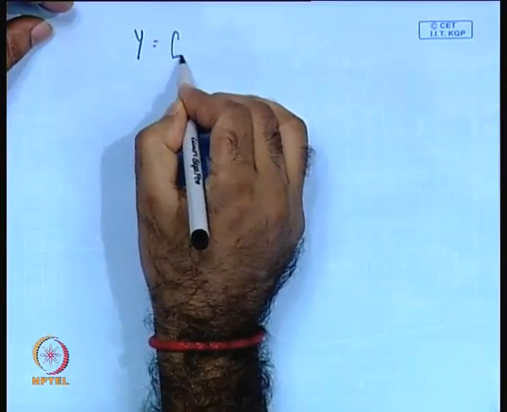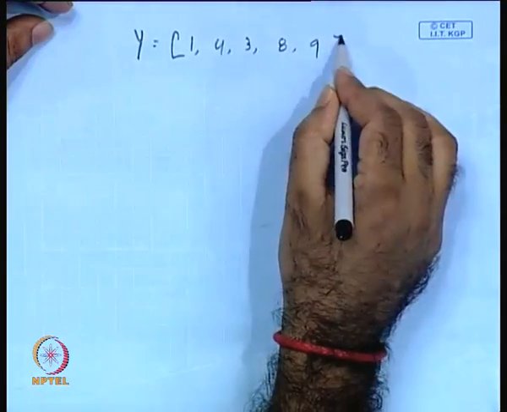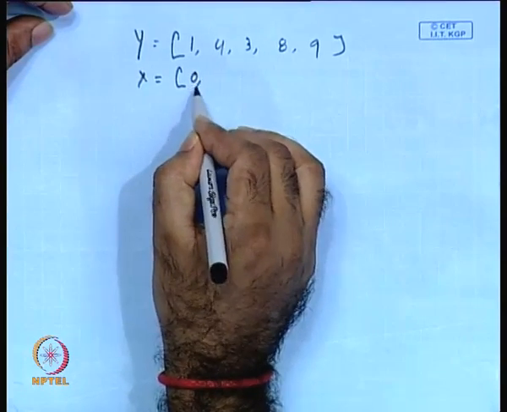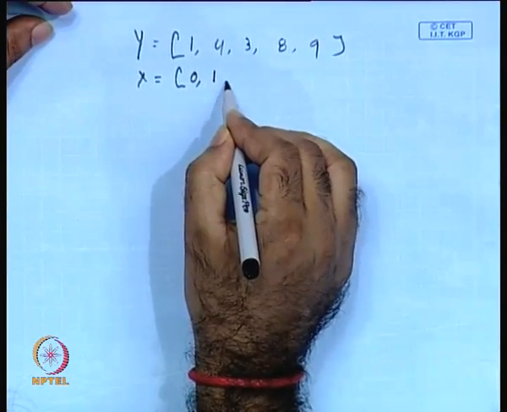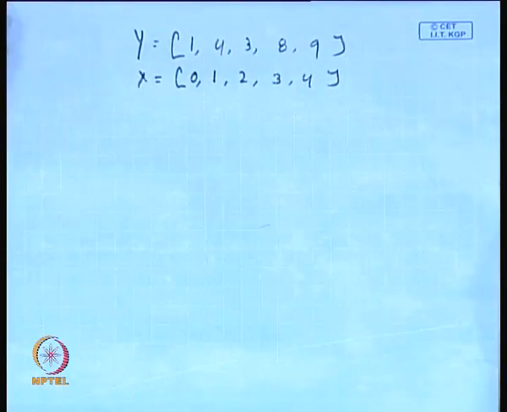The problem is like this: y is 1, 4, 3, 8, 9. Corresponding to y we have x, with a constant, taking values 0, 1, 2, 3, 4. So we are taking a bivariate system: one dependent variable y and one independent variable x. We can estimate it by simple application of OLS techniques, which we have discussed long back.